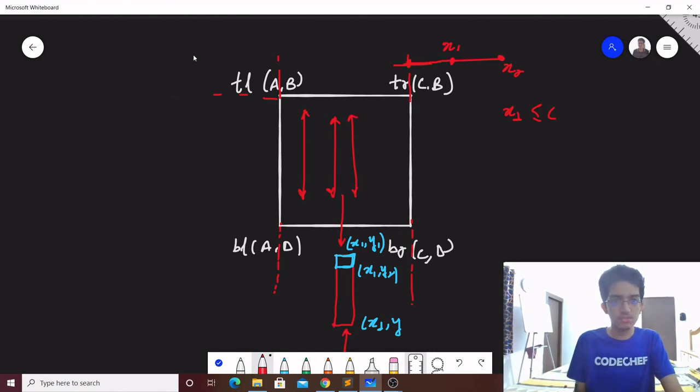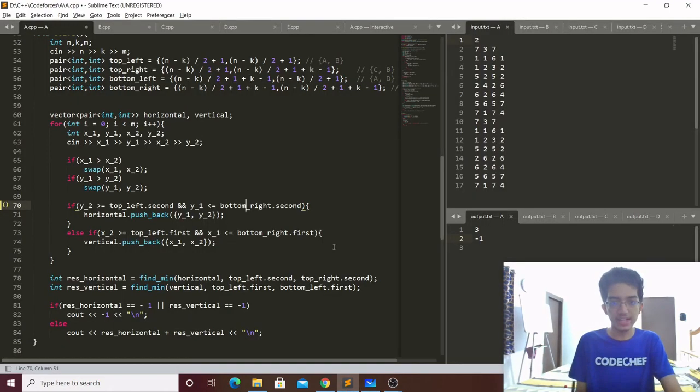Is it the only condition? Because if a snake is like this at x1, x2, here also x1 is less than or equal to c, but still this snake is useless. So we have to extend its tail until it reaches a. So x2 should be greater than or equal to a. If both of these conditions are satisfied, then the snake is at least partially covering the vertical arrows, and so the snake is useful. And that is what we are doing over here.